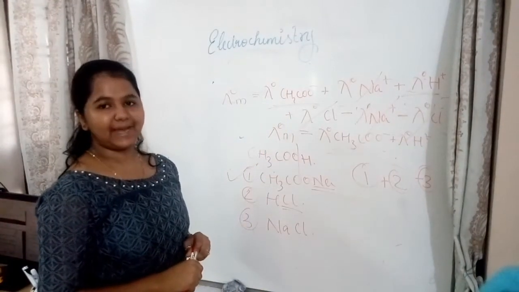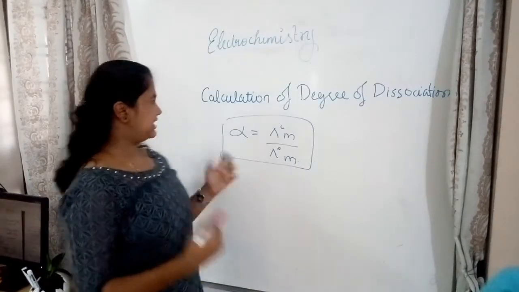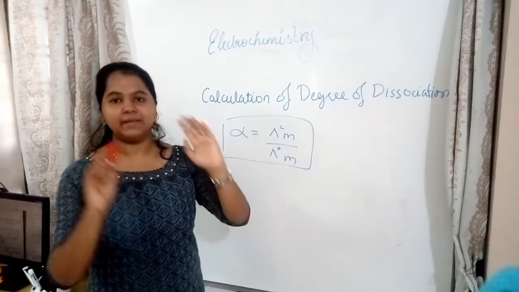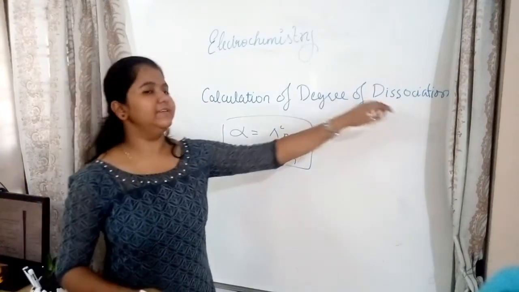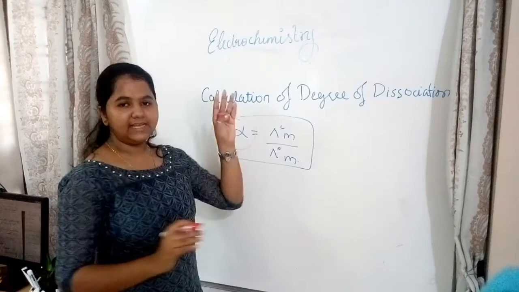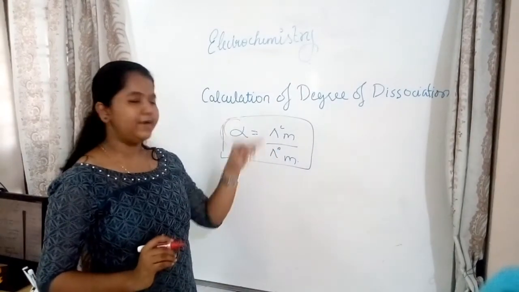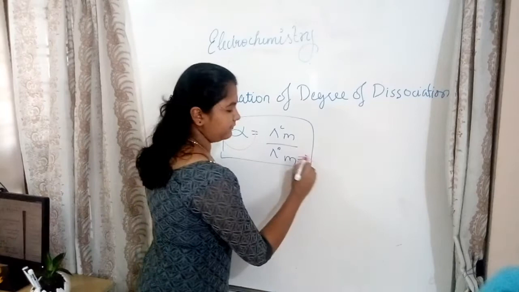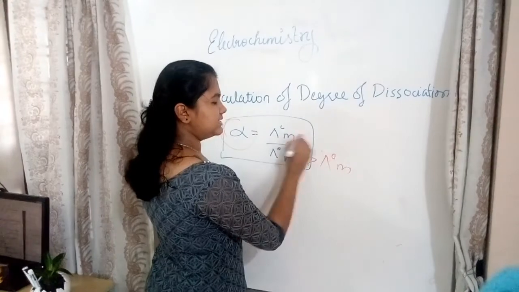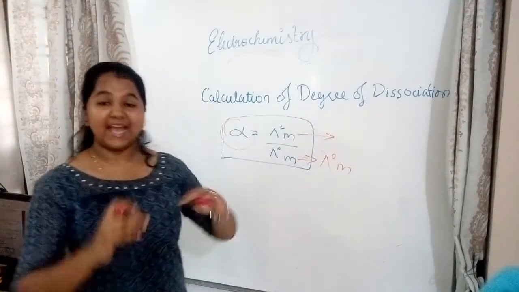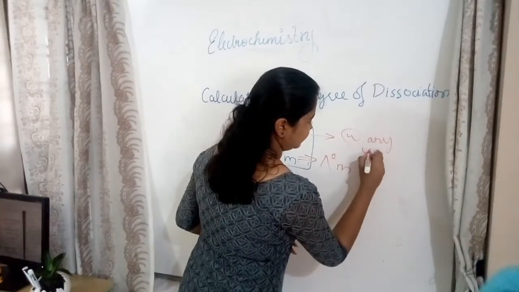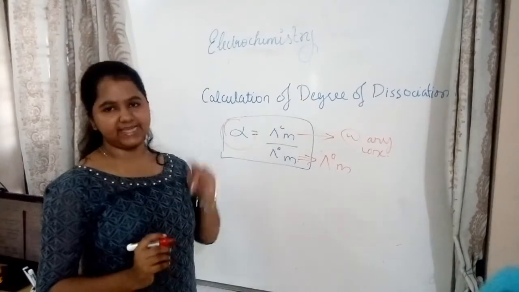Now we'll discuss the second application. The second application is the calculation of degree of dissociation. We learned that we can calculate lambda 0 m. The degree of dissociation is represented by the letter alpha. So alpha is equal to lambda cm divided by lambda 0 m. We learned how to find lambda 0 m. And this, lambda cm, is the molar conductivity at any concentration. So this is the second application.